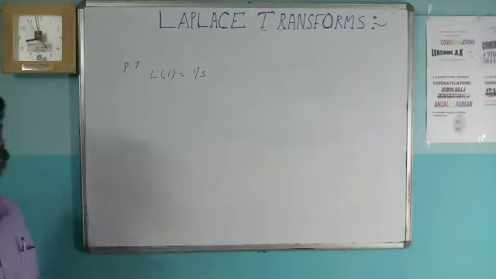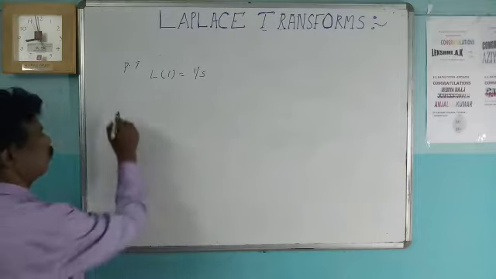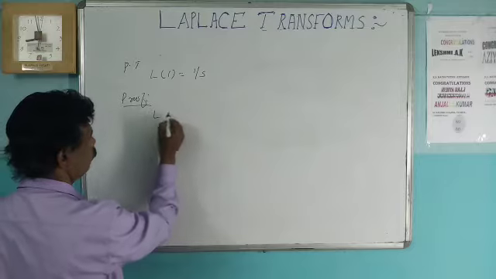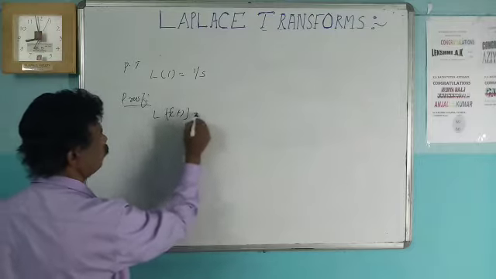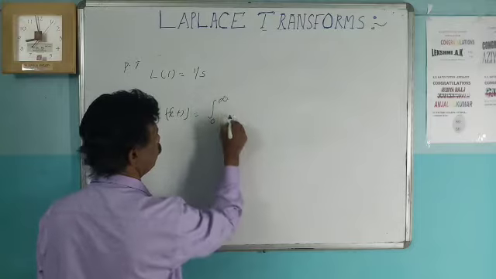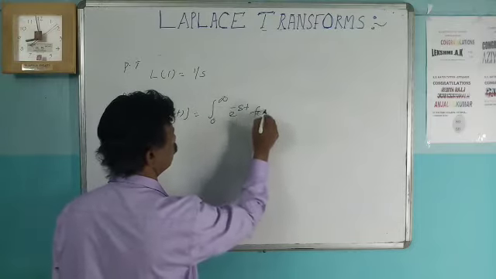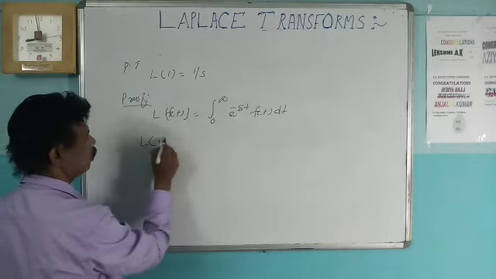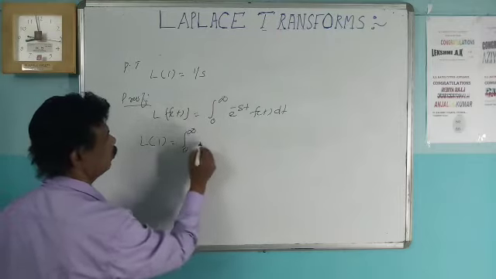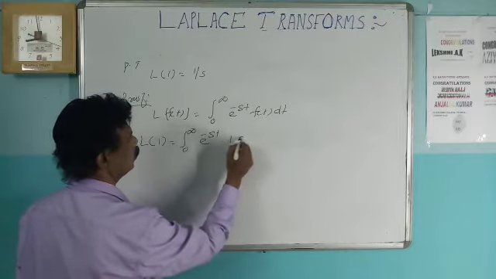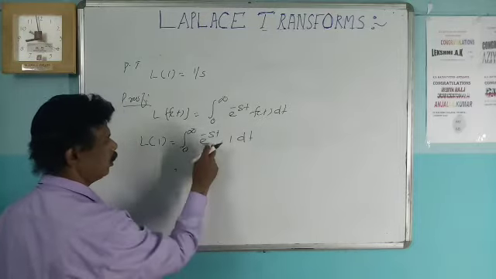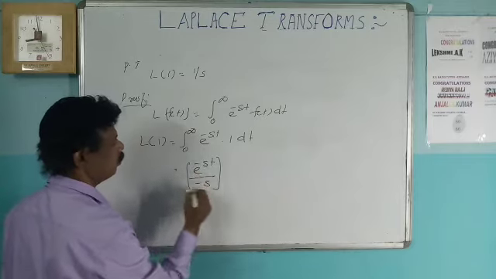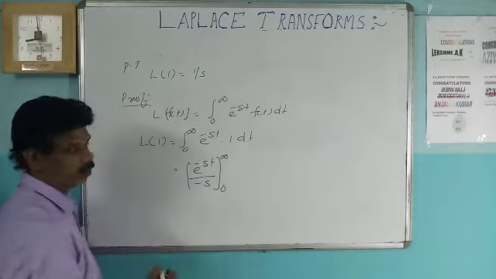Laplace of 1 is always equal to 1 by s. We can prove this. By the definition, Laplace of f of t equal to integral 0 to infinity e raised to minus st f of t dt. Here f of t means 1. So Laplace of 1 equal to integral 0 to infinity e raised to minus st into 1 dt. That means the integral of e raised to minus st is e raised to minus st by minus s, limit 0 to infinity.